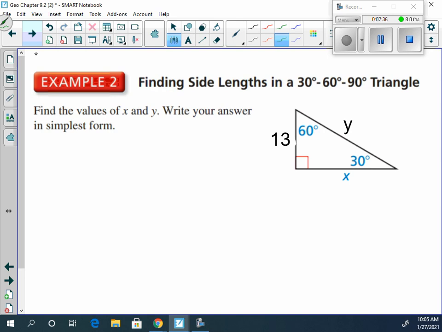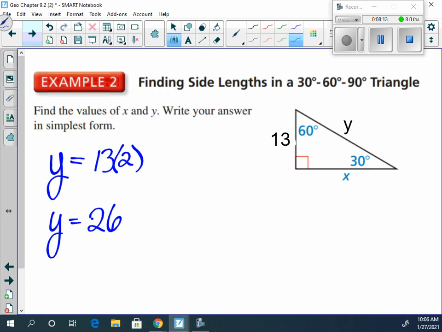All right, looking at this one here, are we given the side opposite 30, 60, or 90? So we're given the side opposite of 30. Well, if I want to get the hypotenuse, the side opposite 90, what are we going to do? Because again, the side opposite 30, to get the hypotenuse, the hypotenuse is twice the side length opposite of 30 degrees. So we multiply it by 2. Well, 13 times 2 is 26.